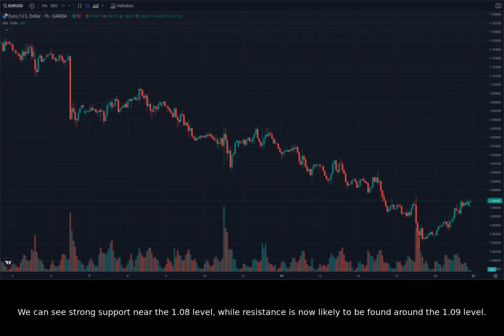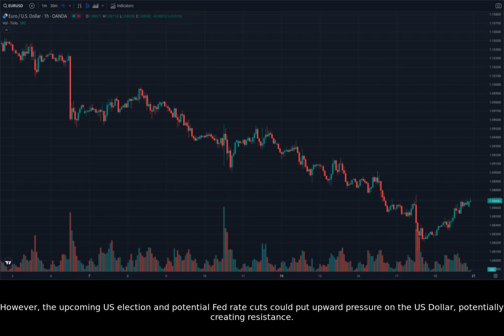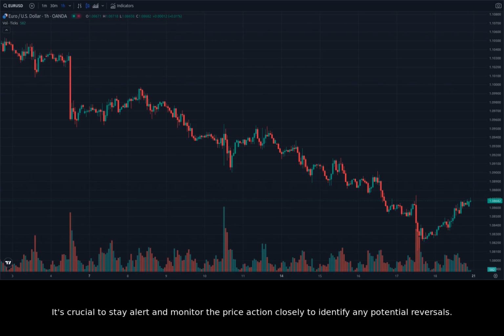We can see strong support near the 1.08 level, while resistance is now likely to be found around the 1.09 level. The bullish trend seems to be driven by the recent economic data, which indicates a stronger euro. However, the upcoming U.S. election and potential Fed rate cuts could put upward pressure on the U.S. dollar, potentially creating resistance. It's crucial to stay alert and monitor the price action closely to identify any potential reversals.